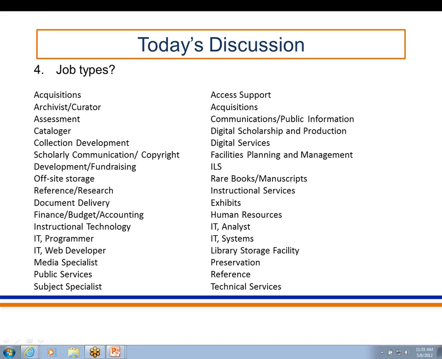Clinical librarian position as a possibility. I think that and the liaison. Would a clinical librarian be different?